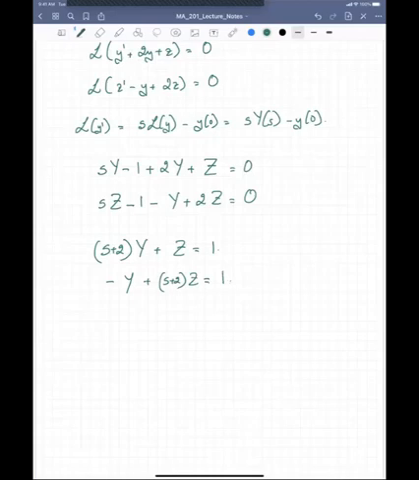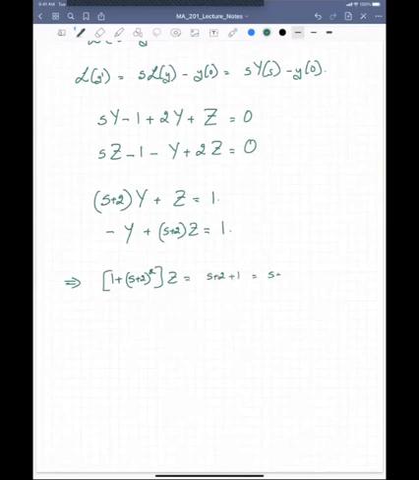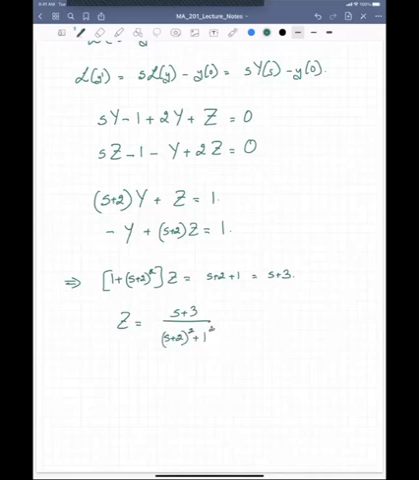These are the two equations, and I can go ahead and solve this. If I multiply the second equation by s plus 2 and add these two equations up, I will get 1 plus s plus 2 whole squared times capital Z equals s plus 2 plus 1, which is s plus 3. So this tells me that the Laplace transform of z, which is capital Z, is s plus 3 divided by s plus 2 the whole squared plus 1, which is 1 squared.